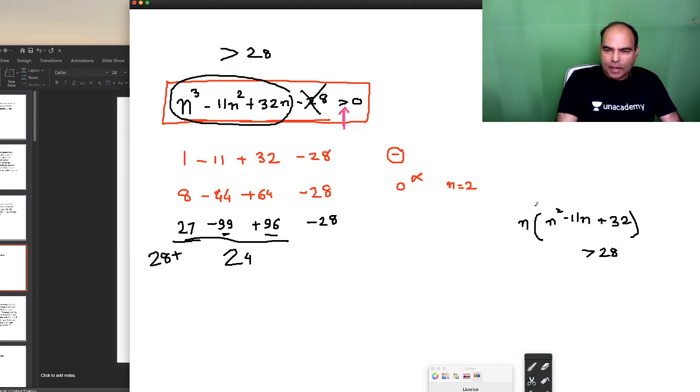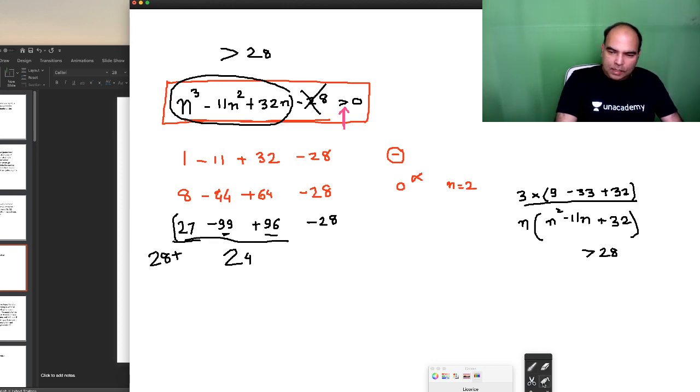So at 3, if you try, then 3 into 9 plus 32 minus 33. So this will be a faster calculation than this. So 41 minus 33 will be 8, 8 into 3 is 24. So this is not going to be there.